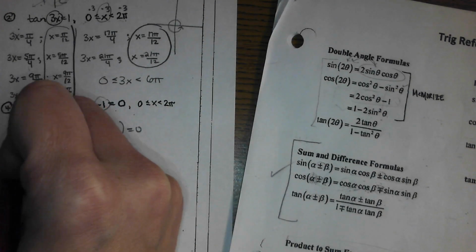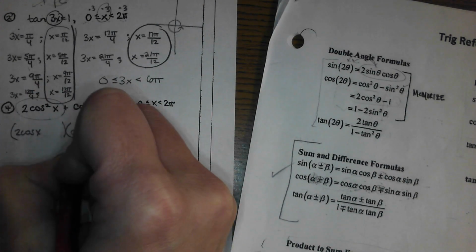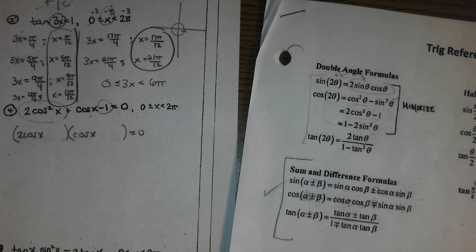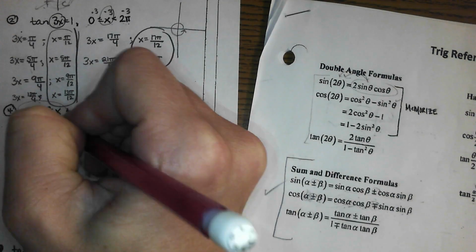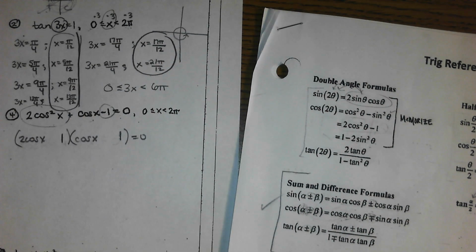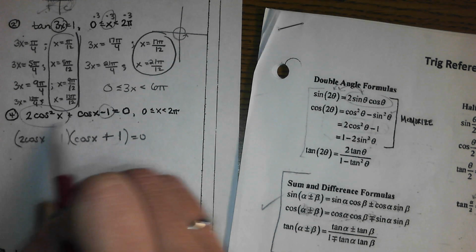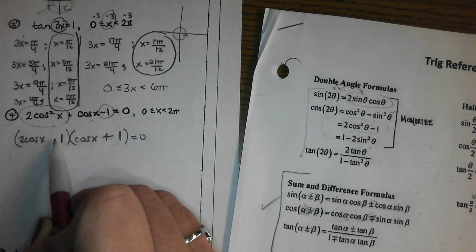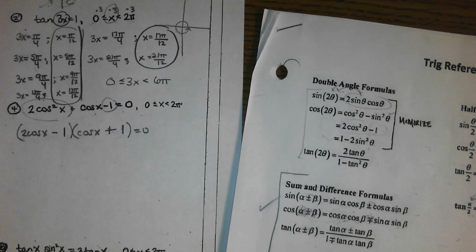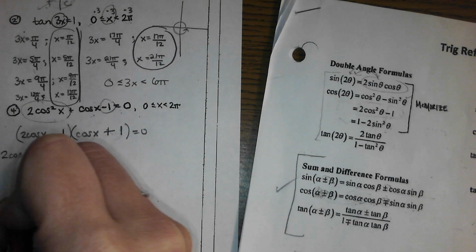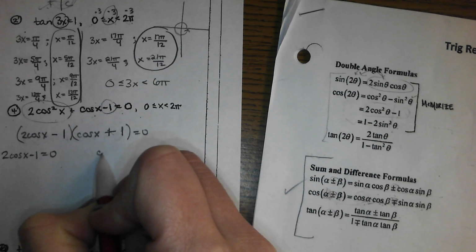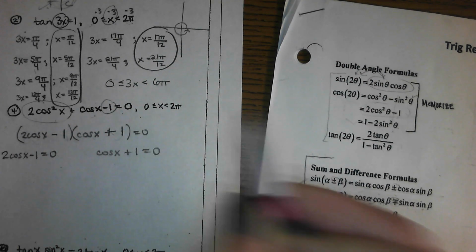So when you guess and check, you have 2 cosine x and a cosine x. The only way to make a 1 is with a 1 and a 1. And then you just have to play around with plus or minus. If you want your middle term to be positive, then you want the 2 cosine x product to be the positive and this one to be the negative. And then just like any other quadratic, you tee it up. So 2 cosine x minus 1 equals 0, or cosine x plus 1 equals 0.